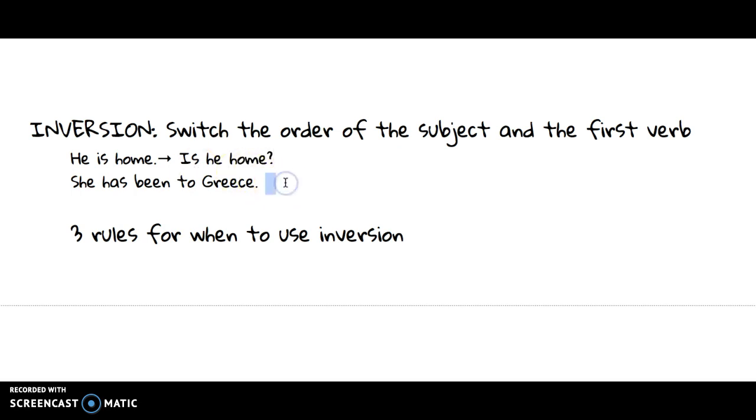Let's look at a little bit more complicated example. She has been to Greece. The subject is she, and we want our first verb. So in this present perfect verb, the very first one is has. So we're going to switch that one. Has she been to Greece? The capital. So that's how we make inversion.